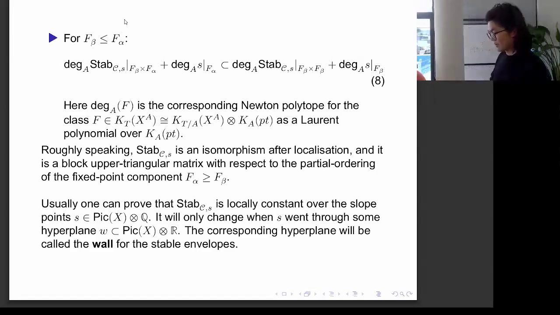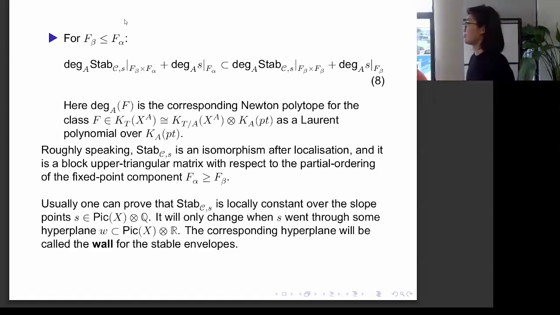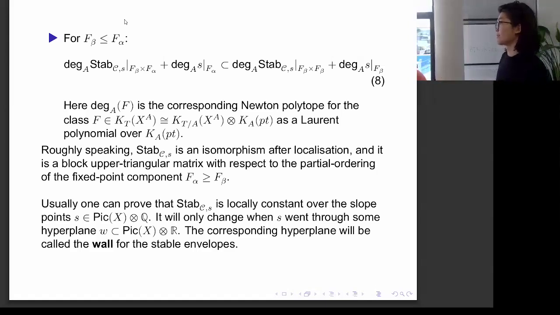And from this condition, one can usually prove that the stable envelope is actually locally constant over changes of the slope point. So it will only change when the slope point goes through some hyperplane. It means that if you have 2 points in the Picard space, and you want the stable envelope to change, the necessary condition is that these 2 points must be separated by a wall. The corresponding hyperplane is called a wall for the stable envelopes.